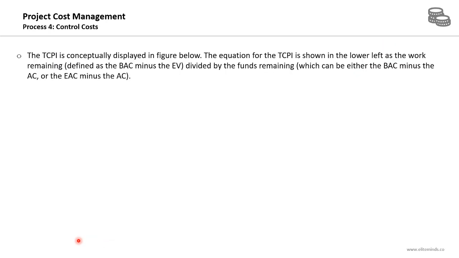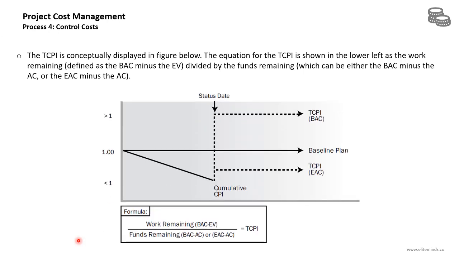The TCPI is conceptually displayed in the figure below. The equation for the TCPI is shown on the lower left as the work remaining, defined as the budget at completion minus the earned value, divided by the funds remaining, which is the budget at completion minus the actual cost, or the estimate at completion minus the actual cost. Now for the TCPI index, if it is more than 1, that is bad for the project, and if it's less than 1, it means the project is progressing well.